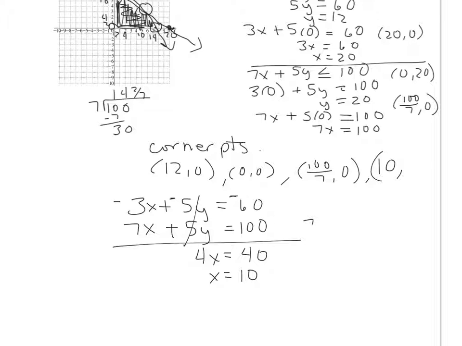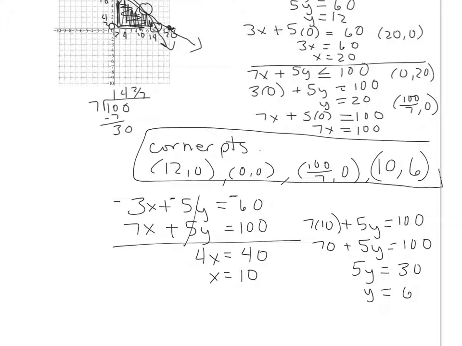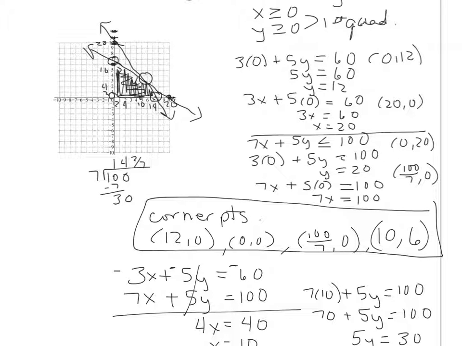So if I have 7 times 10 plus 5y equals 100, 70 plus 5y equals 100, 5y would equal 100 minus 70 is 30, and y equals 6. The ordered pair 10, 6 is the last corner point, and if you look at your graph again, that is reasonable that that's where that intersection point is.